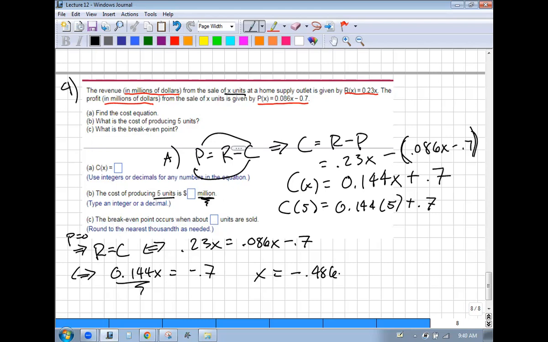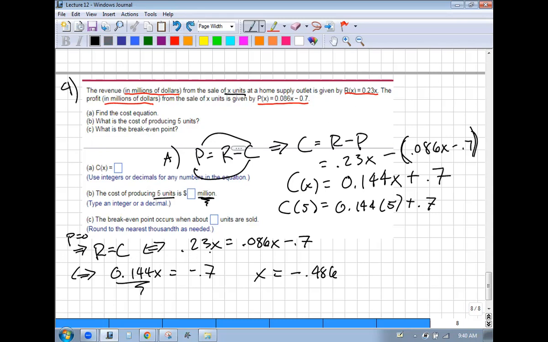That doesn't make any sense. We shouldn't have a negative, right? That doesn't make sense, negative units. So what am I doing wrong here? It happens when the profit is 0. That happens when revenue is equal to cost.